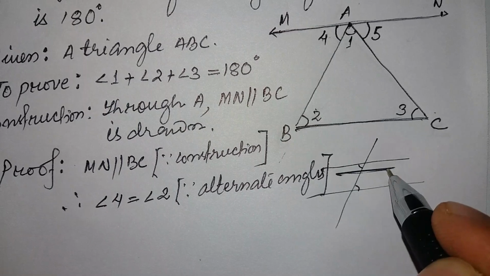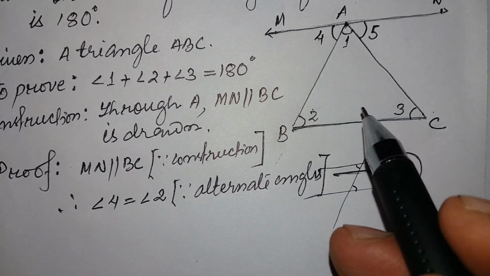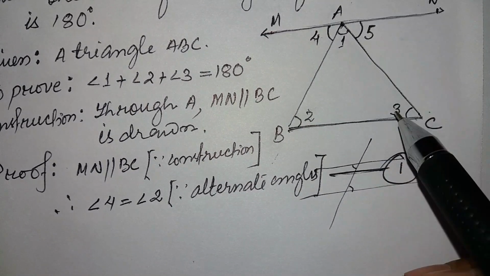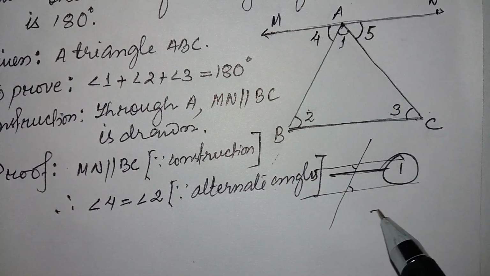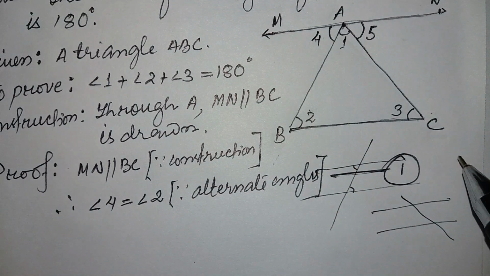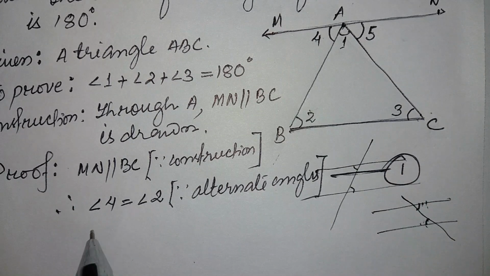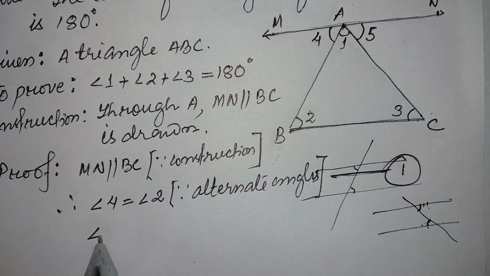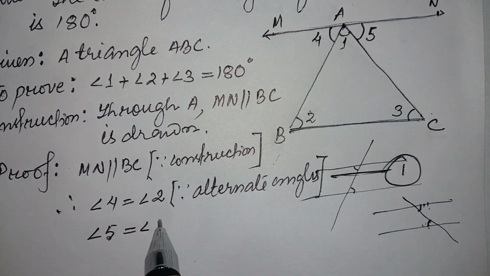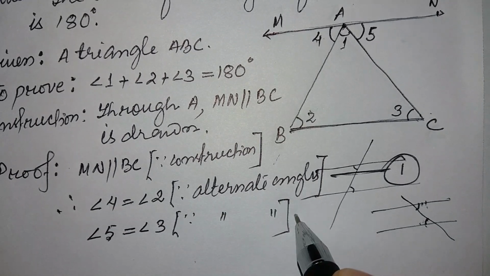Let's call this 1. Now again, this angle 5 and angle 3 are alternate angles. Now we have the parallel like this, and we have the transversal like this, in this case AC. So these two angles are alternate angles, so these two angles will be equal. That is angle 5 and angle 3. Also angle 5 is equal to angle 3. This is also the same reason, alternate angles. Okay, let's call this 2.